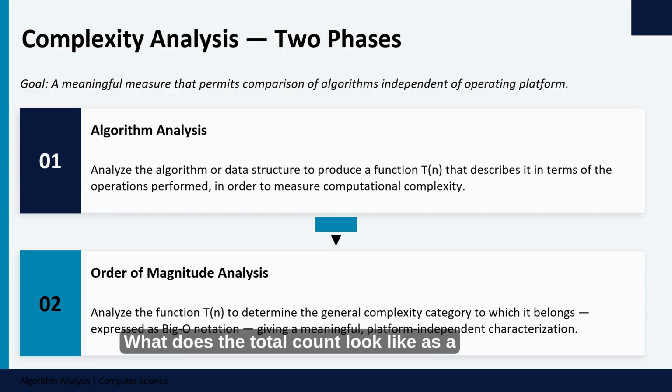What does the total count look like as a function of the input size? In phase 2, order of magnitude analysis, we take the function T of n and determine which general complexity category it falls into. We simplify it by dropping constants and lower order terms, arriving at a big O expression. This is the phase where 4n plus 6 becomes simply O of n, and where we can compare algorithms fairly, regardless of the specific hardware they run on. The goal of both phases is to give us a meaningful, platform-independent characterization of the algorithm's efficiency.